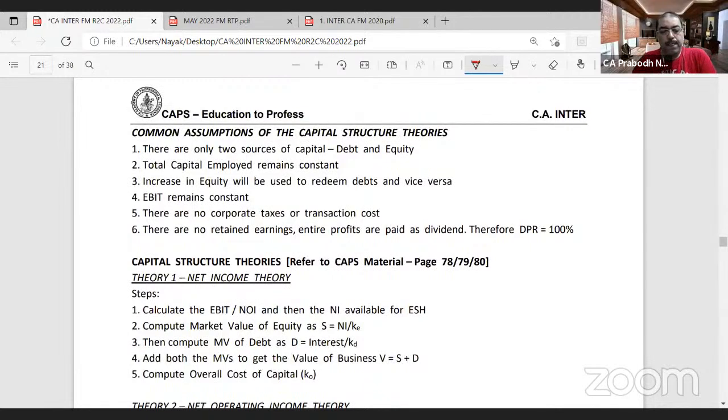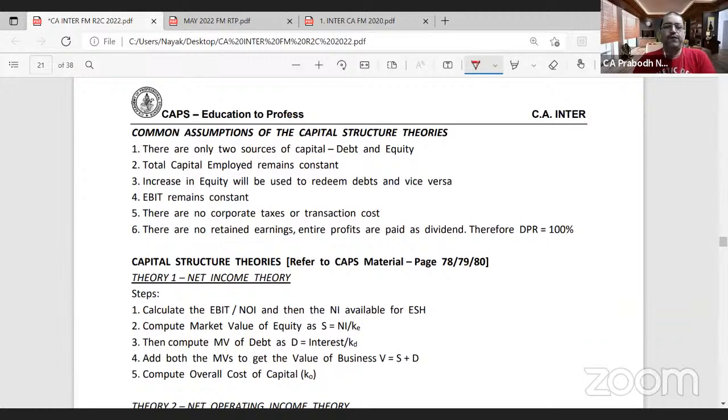Then I told you common assumptions of capital structure theory. 6 common assumptions we are discussing: 3 relating to the balance sheet and 3 relating to the income statement. Very important. These are the common assumptions of net income theory, net operating income theory, and MM theory. All 3. There are 6 common assumptions, 3 pertaining to the balance sheet, 3 pertaining to the revenue statement.